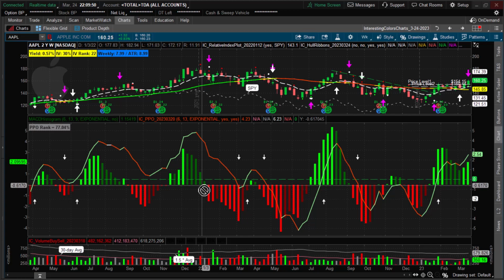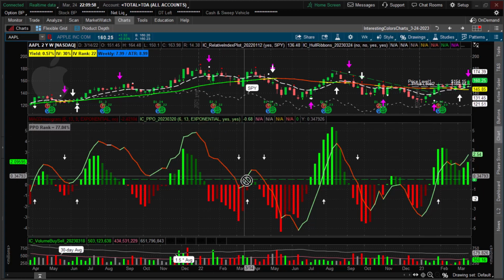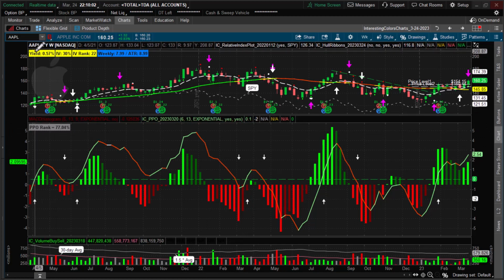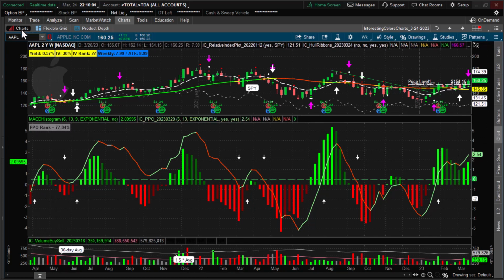In any case, today I'm going to talk about how I use it, and not so much the specifics of how you set it up on the chart. I have found it to be very useful for weekly charts, and I like a period of around 2 years.